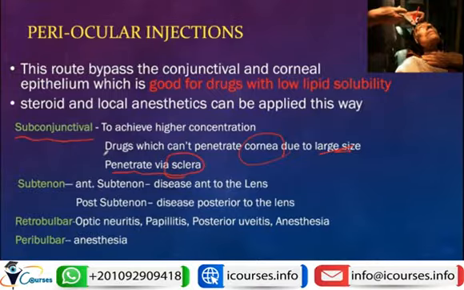Also, the subtenon. We can inject the subtenon specifically, especially anesthesia can be given in the subtenon space, and also steroids can be given in the subtenon space, especially for patients who have intermediate uveitis. Retrobulbar injection has also been reported and can be used for uveitis. In the clinical setting, we say that the term uveitis can include optic neuritis and papillitis and posterior uveitis, and it can also be given for anesthesia. Peribulbar anesthesia can also be given the same way.